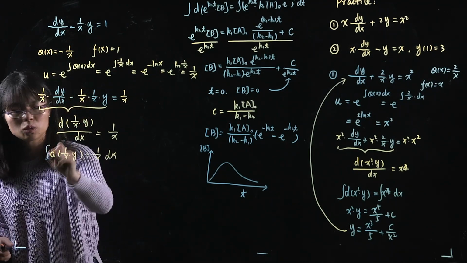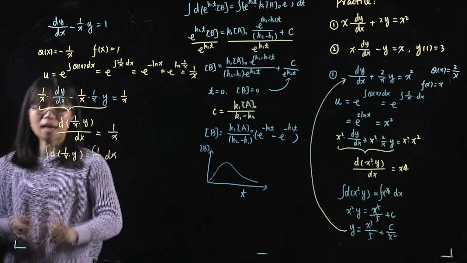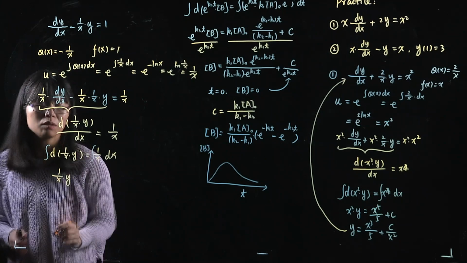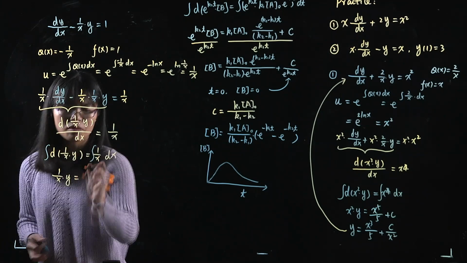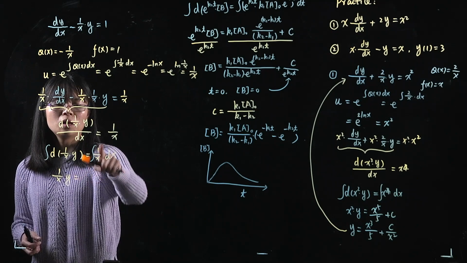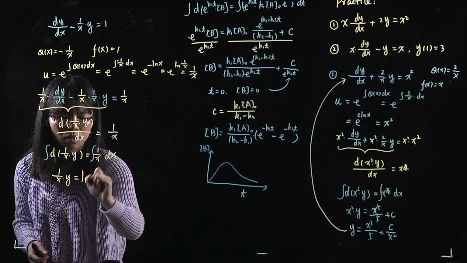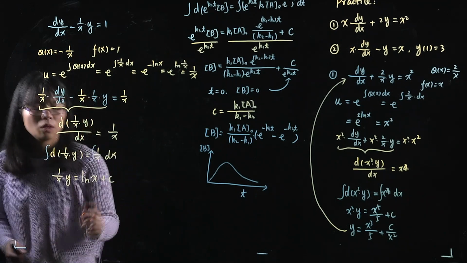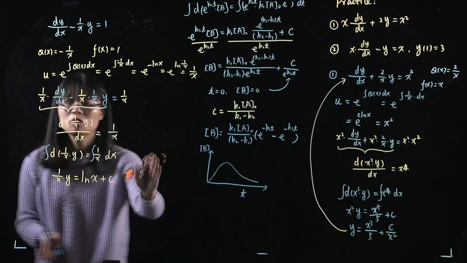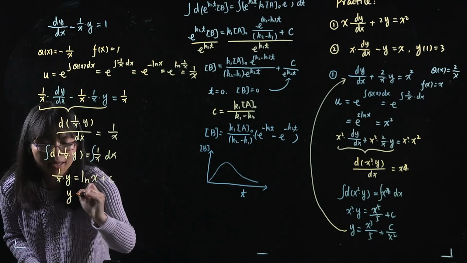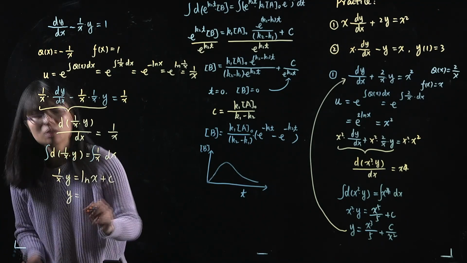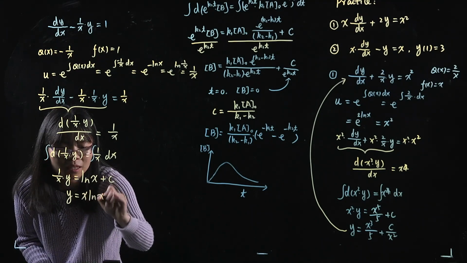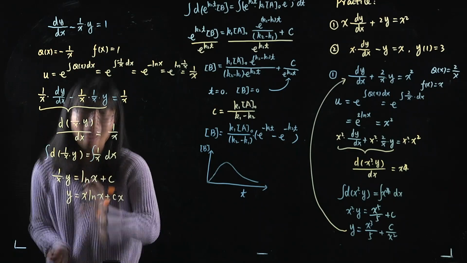Okay, so now we can do integration on both sides, and this 1 over x times y comes out. And on the other side of the equation, I do the integral of 1 over x, which should be log x plus c. And then I can multiply by x on the other side, leaving only y as the left-hand side of the solution, which is y equals x times log x plus cx.